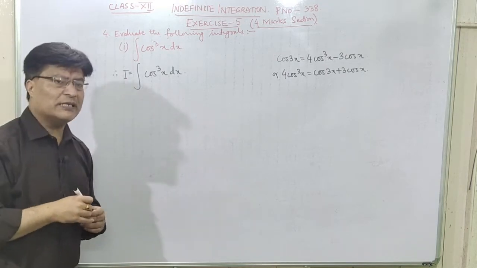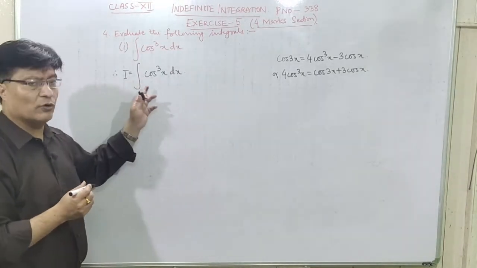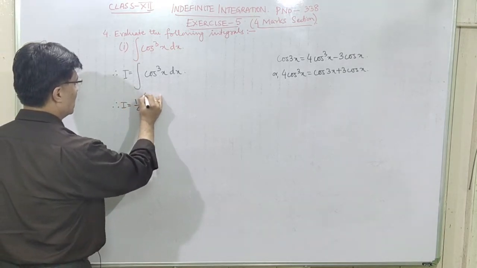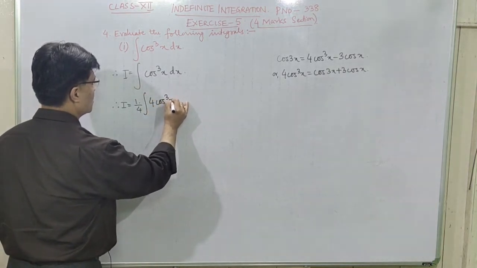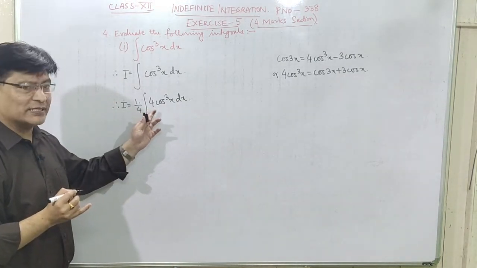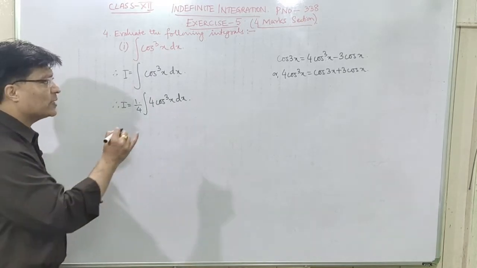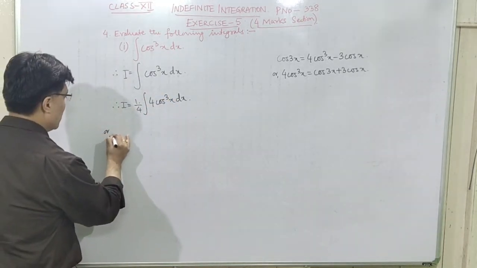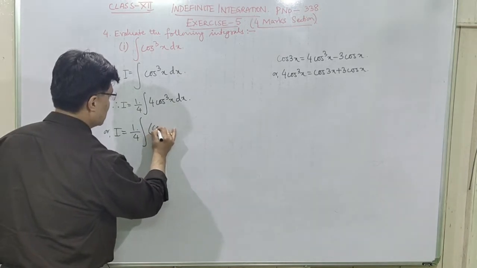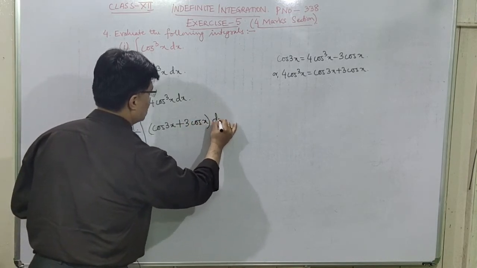But it is given only cos cube x, and here we have got 4 cos cube x. So you should multiply and divide it by 4. Therefore I is equal to 1/4 integration of 4 cos cube x dx. So the 4 will be cancelled and you'll get the same expression, that is cos cube x. Now you can put the value of the formula for 4 cos cube x, which is cos 3x plus 3 cos x. So I is equal to 1/4 integration of cos 3x plus 3 cos x bracket close dx.